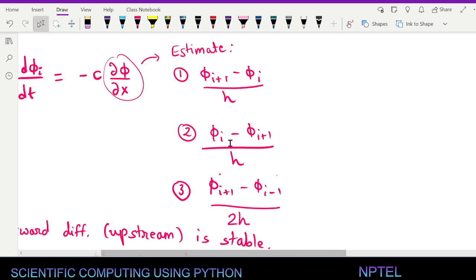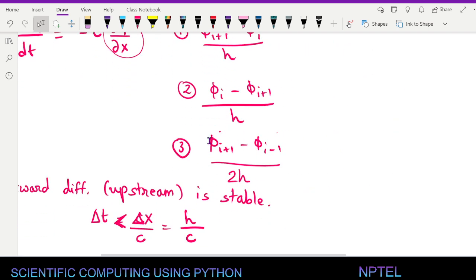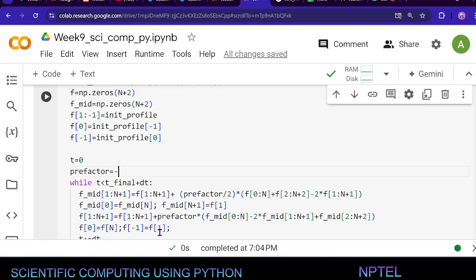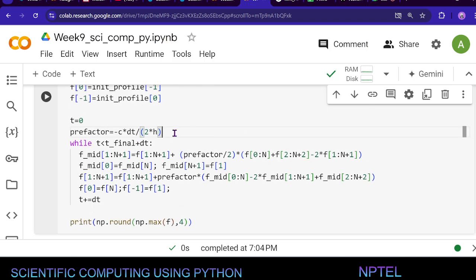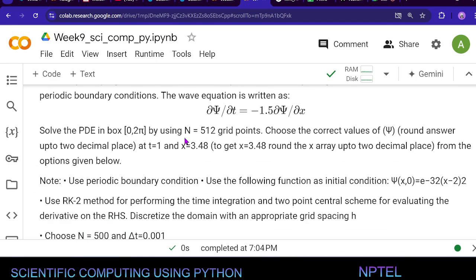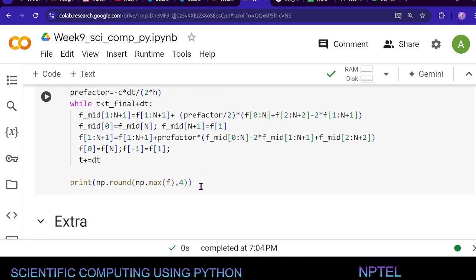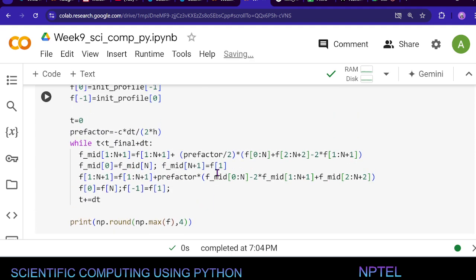So it depends on which scheme we use. It's given to be central difference. Okay, so it's this thing. So the prefactor will be 1 by 2h times minus c and delta t, so minus c times dt divided by 2h. Rest of it should be the same. It's RK2, right? Yeah, RK2 method. And other things should not be changed.